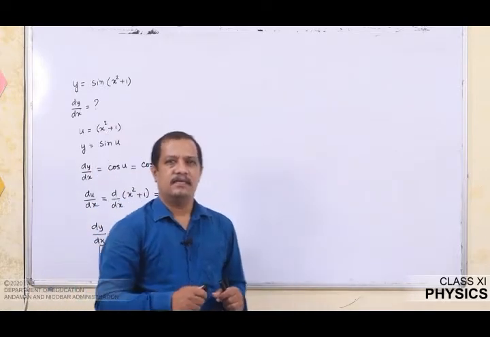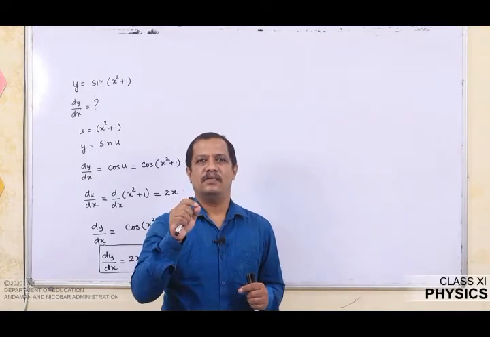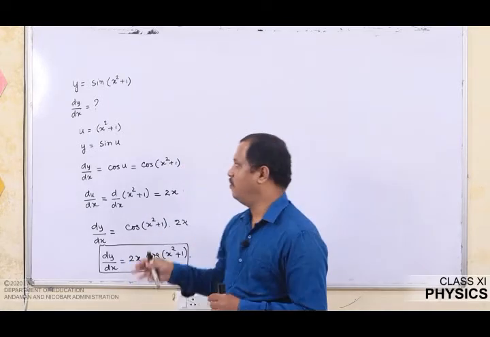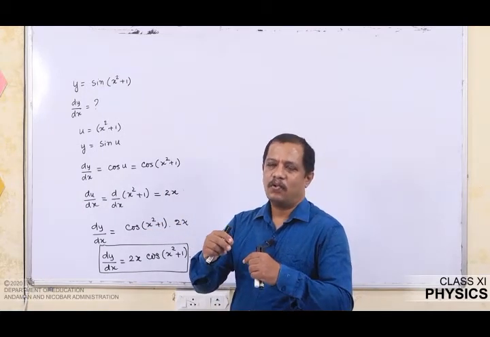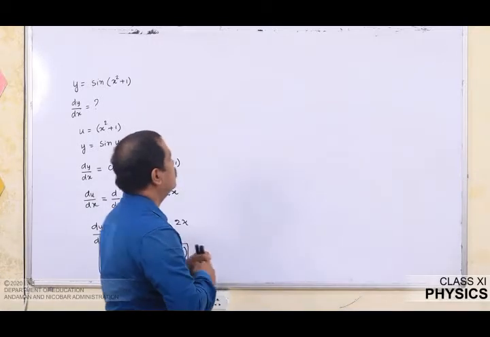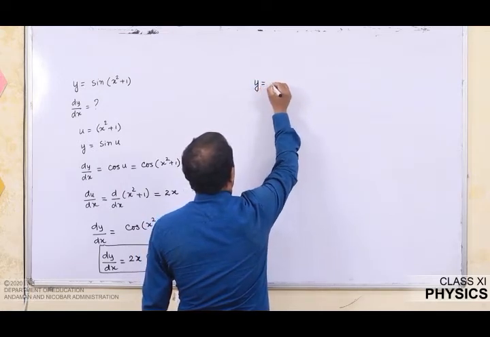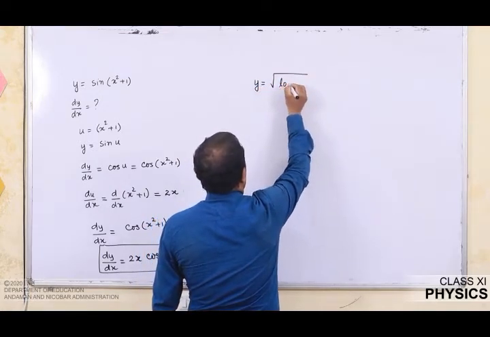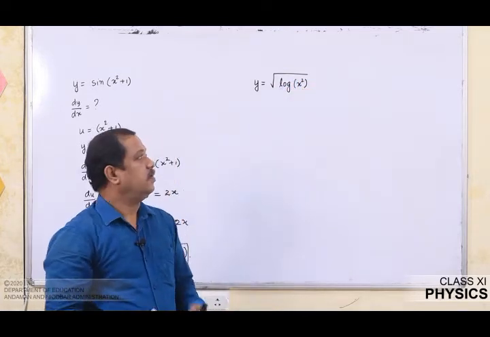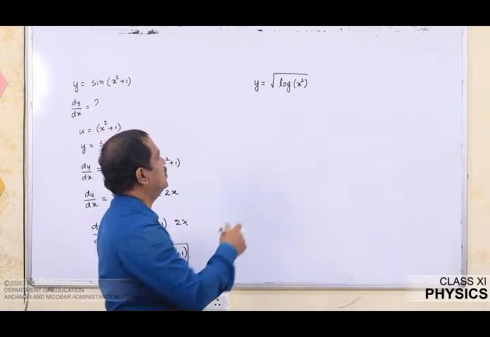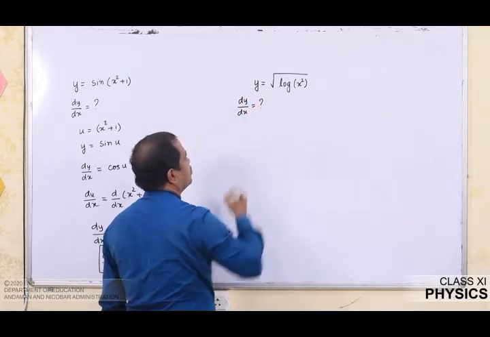Let us try to solve another problem. Again, I am going to use chain rule, but this time I am going to use the short trick. I have learned the chain rule, how to differentiate it, but how quickly can I solve the function? So let us take a function. I say I am given y is equal to, say, root over log of x square is the function. I want to solve this one. In the sense, I am asked to find dy over dx.